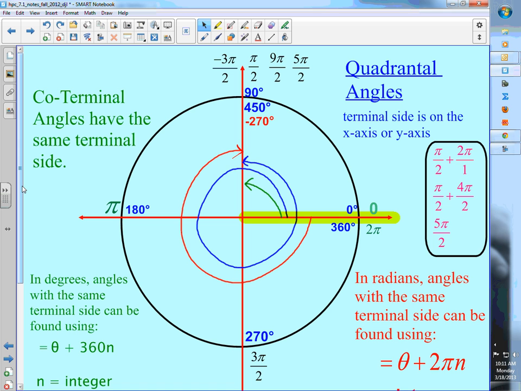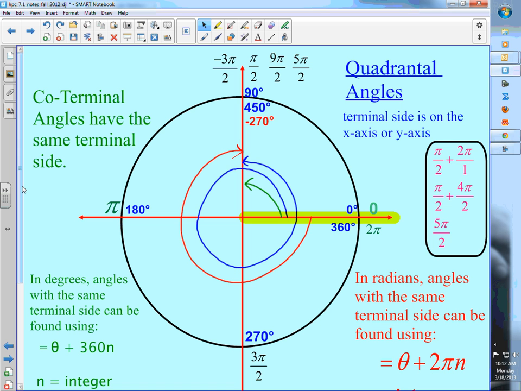Wait, which ones are the quadrantal angles? What does it say? The terminal side on the x and y axis. So any angle that ends on the x-axis, like this angle right here, right? Is that anything on the x or y axis? Here's where I ended, right here. Is that point on the x or y axis? Really, which axis? It's not. What about this point? What about this point? How about this one? Which axis? So this angle, 90 degrees, is a quadrantal angle. Does that make sense? Because you're rotating through.